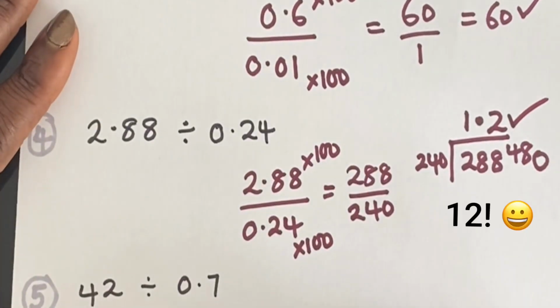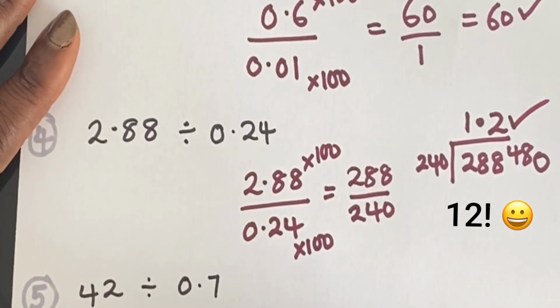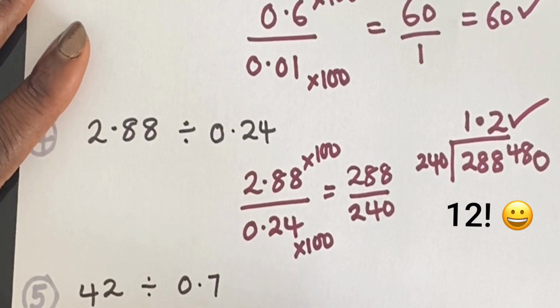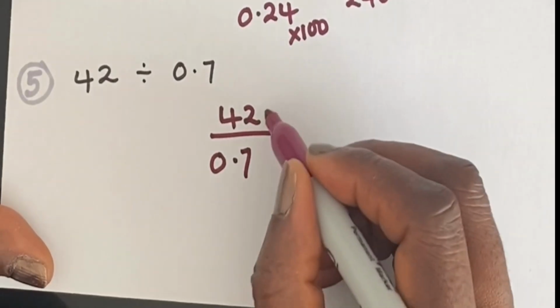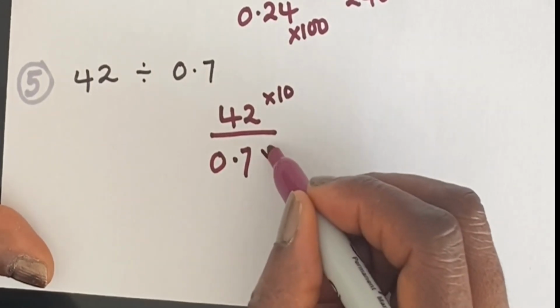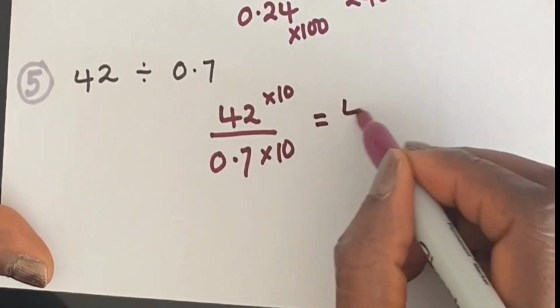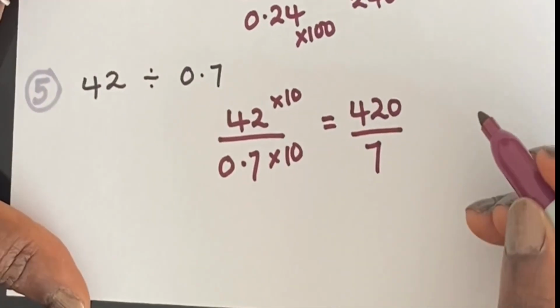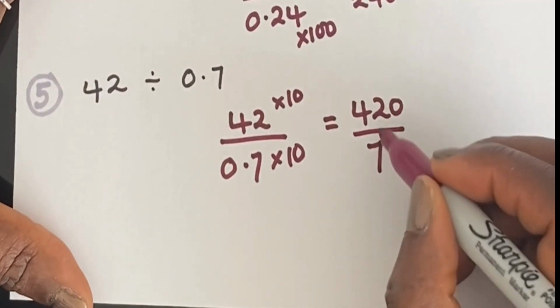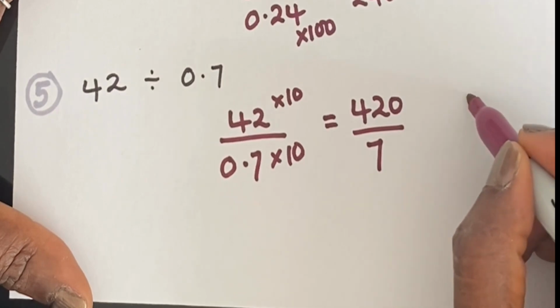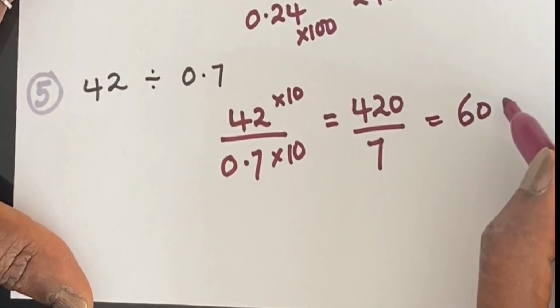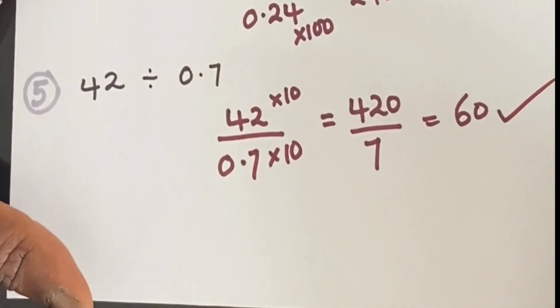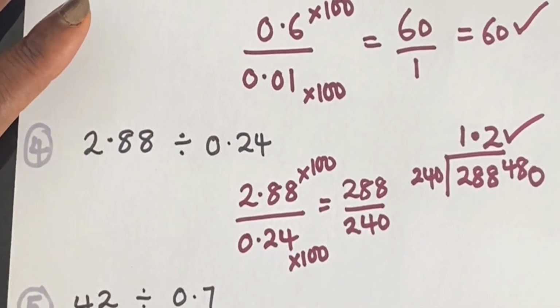Now let's have a look at this one. If I write it as a fraction, that would be 42 divided by 0.7. I'm just going to times the top and the bottom number by 10 to get me to 420 divided by 7. Now I've gotten rid of the decimal point. And 7 can go into 42 6 times, and I'm just going to bring my 0 down. So that's it. That's how you do it.